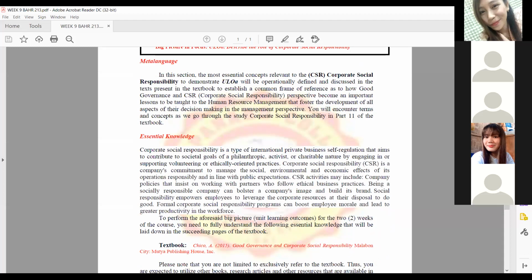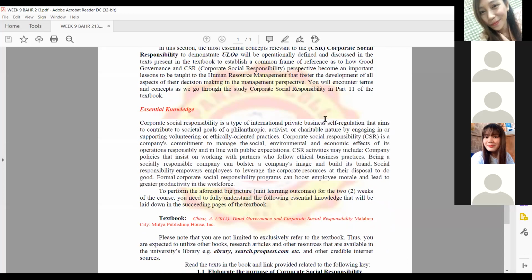Corporate social responsibility is a type of international private business self-regulation that aims to contribute to societal goals of a philanthropic, activist, or charitable nature by engaging in or supporting volunteering or ethically oriented practices. Also, it is a company's commitment to manage the social, environmental, and economic effects of its operations responsibly and in line with public expectations. Activities may include company policies that insist on working with partners who follow ethical business practices. Being a socially responsible company can bolster a company's image and build its brand.